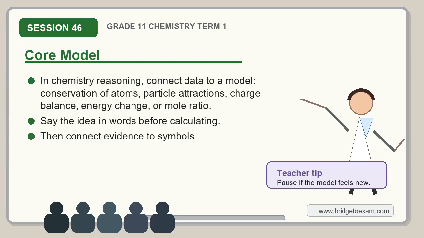The core model is this. In chemistry reasoning, connect data to a model: conservation of atoms, particle attractions, charge balance, energy change, or mole ratio. Do not rush to an answer. Build the model first, then let the model guide the calculation or explanation.